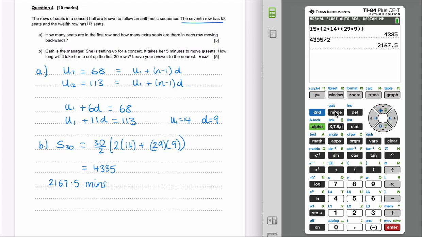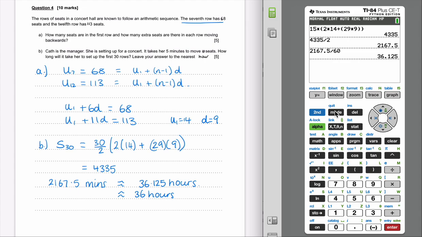But obviously it says in the question that we want it to the nearest hour. So we then need to take that number and divide it by 60 because there are 60 minutes in an hour. And we can see that this is approximately equal to 36.125 hours. And it does ask for it to the nearest hour, which we would say is 36 hours. So that's then your final answer for that part.